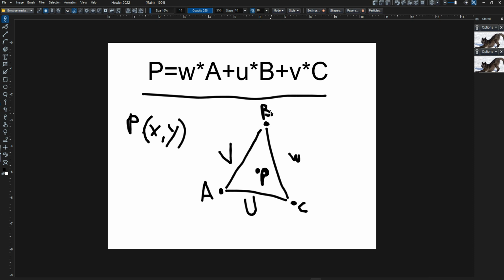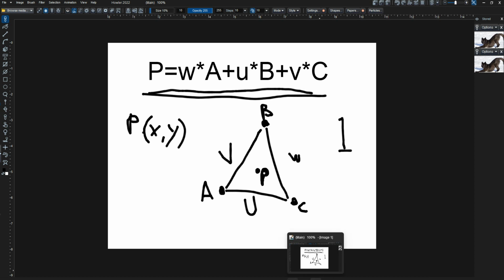If you think about it, if you multiply this point by a weight, and this point by a weight, and this point by a weight, and you add those together, then you'll get some average between them. The one thing we have to remember is all these U, V, and W's together have to add up to 1, meaning it's normalized.